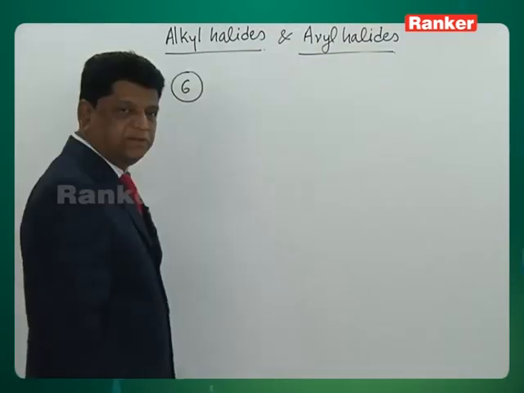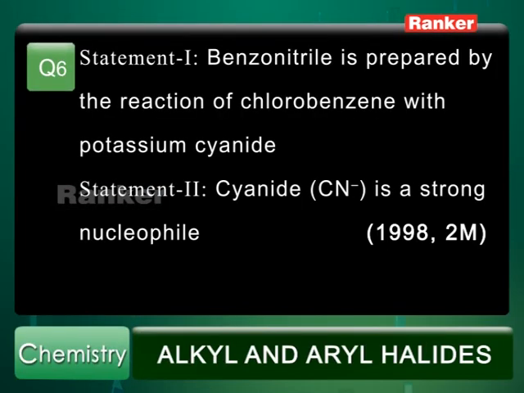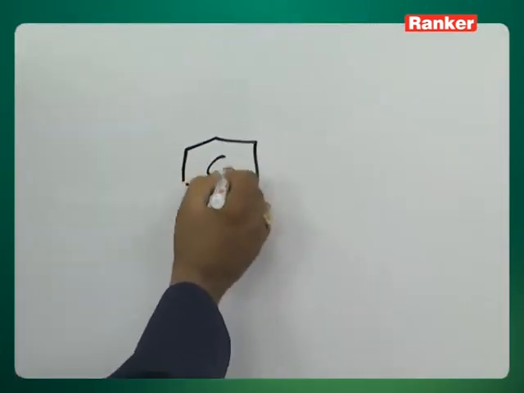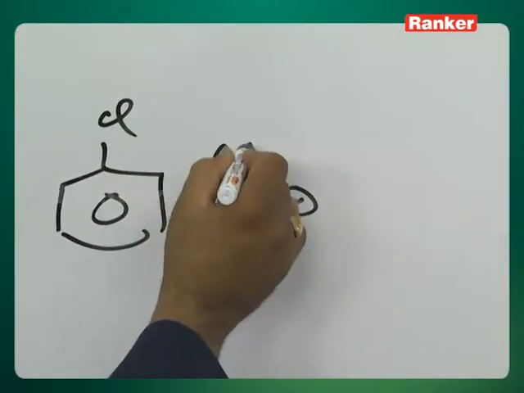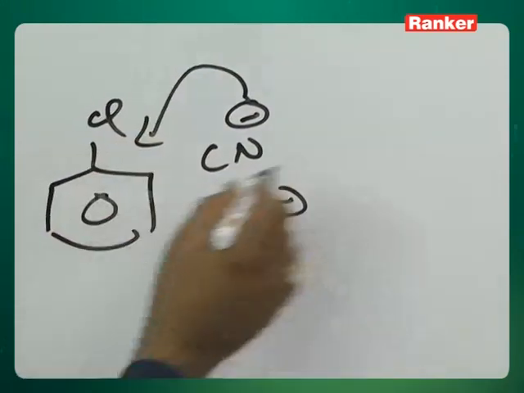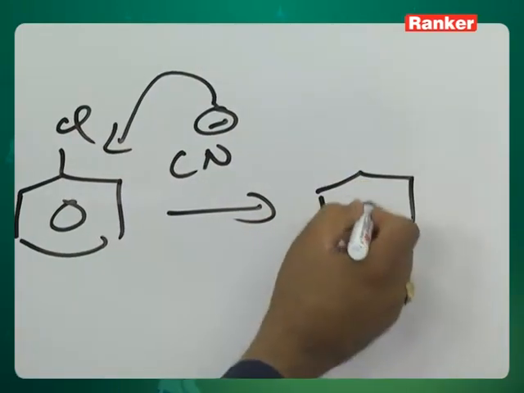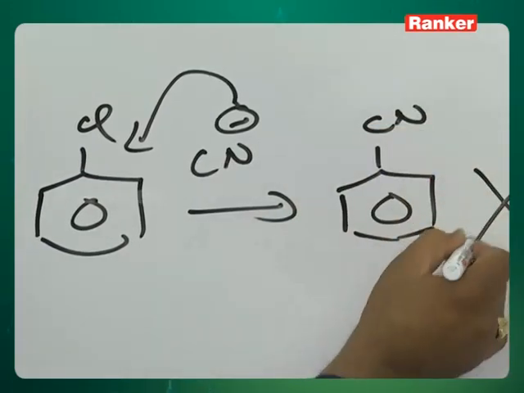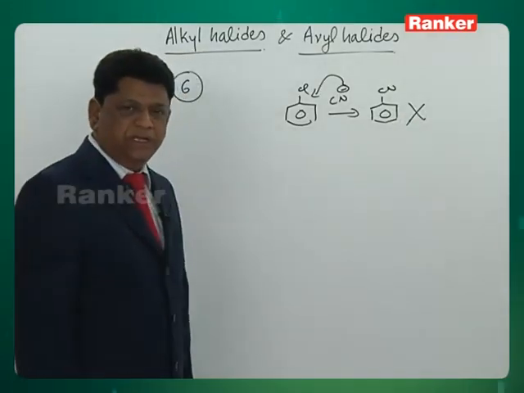Let us go for the 6th question. Statement 1: benzonitrile is prepared by the reaction of chlorobenzene with potassium cyanide. And statement 2 says cyanide anion is a strong nucleophile. The first statement says benzonitrile is prepared from chlorine containing benzene. Nucleophilic substitution there is a tough reaction, so getting benzonitrile by replacement is wrong. This statement is wrong.